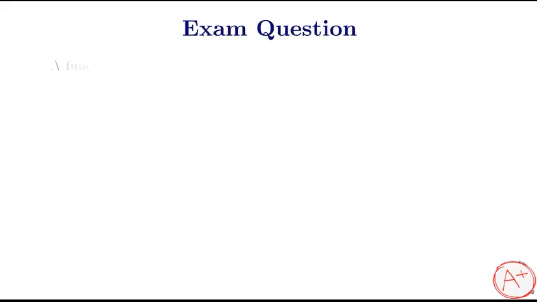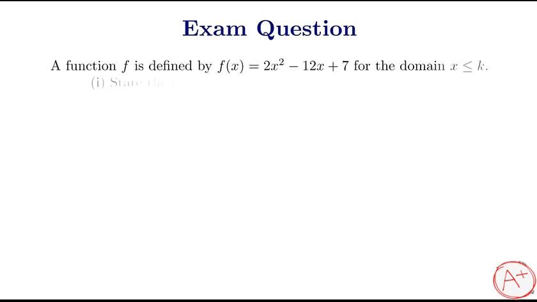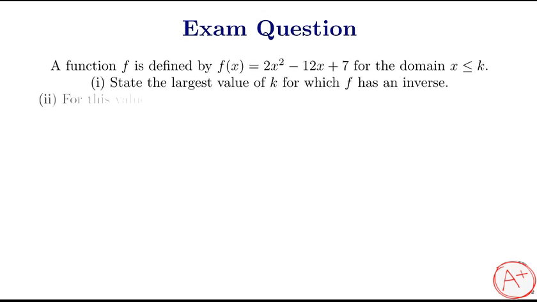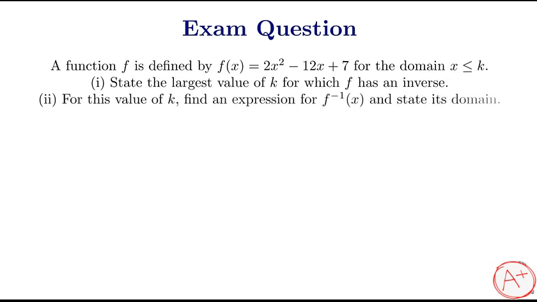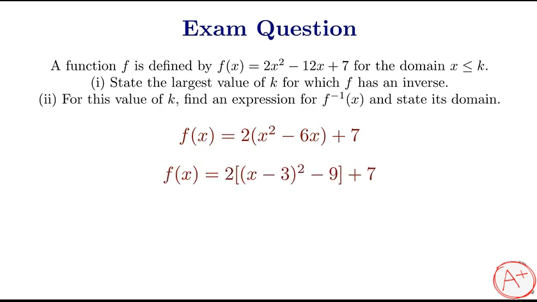Let's solve this Cambridge-style question. Part 1 asks for the largest value of k such that an inverse exists. To find where a quadratic is one-to-one, we first find the vertex by completing the square. The vertex is at x equals 3.